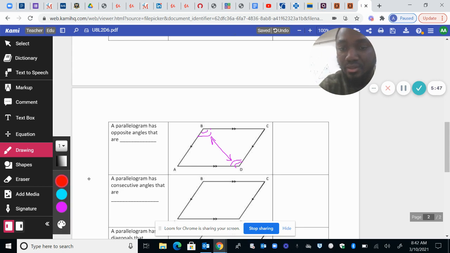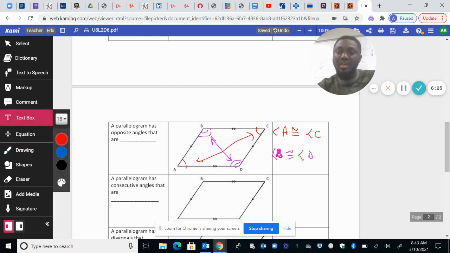And the other side, this angle is opposite to this angle. So we want to say angle A and angle C are said to be also congruent. And the purple one, angle B. Let me change color. Sorry, this is B, and the other side, angle D, are also congruent. Since they are opposite angles, we're gonna say in a parallelogram, opposite angles are also congruent.